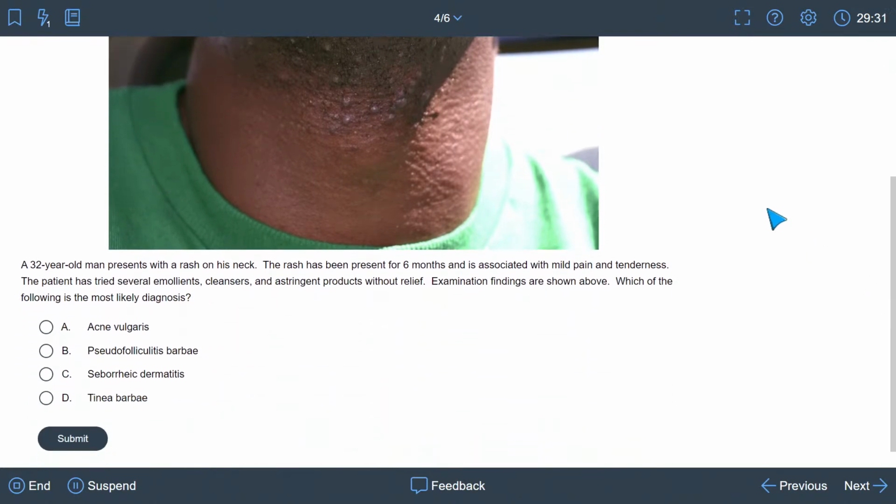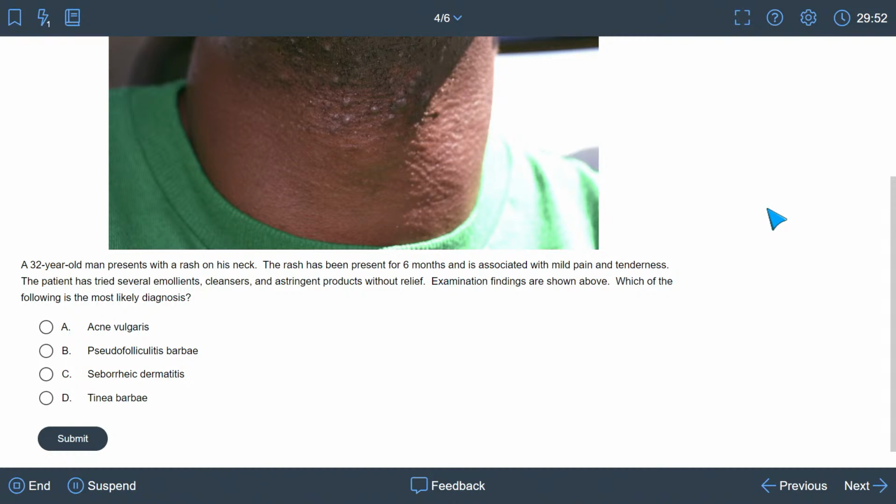Okay. A 32-year-old man presents with a rash on his neck. The rash has been present for 6 months and is associated with mild pain and tenderness. The patient has tried several emollients, cleansers, and astringent products without relief. Examination findings are shown above. Which of the following is the most likely diagnosis?